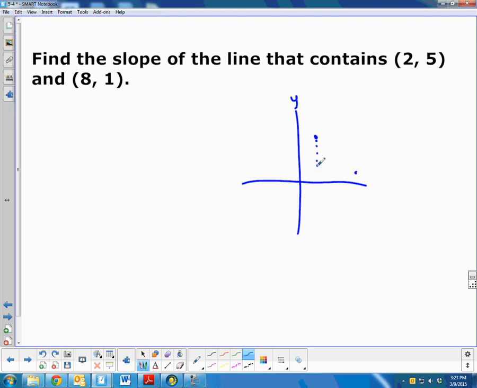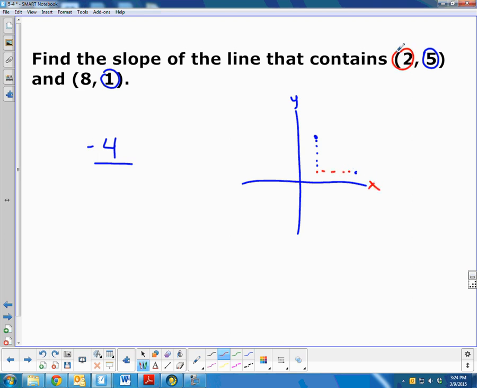And so the y values, 5 and 1. So what is the difference between 5 and 1? The difference between 5 and 1 is 4. From 5 to 1, it goes down, in this case, 4. So the rise would be -4. From 5 down to 1, -4. It goes down 4. The run then, well, that's on your x-axis.